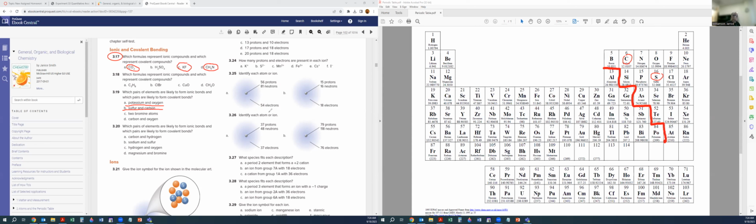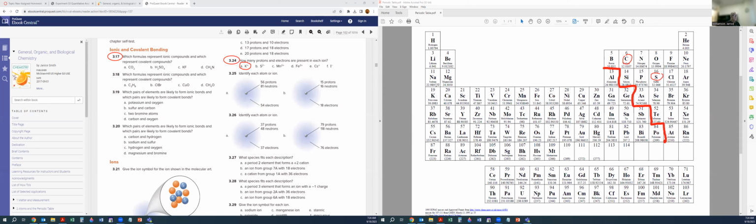All right. Now let's take a look at number 34. Let me erase some of this stuff and clean it up. Let's take a look at number, what did I say, 34? I meant 24. How many protons and electrons are present in each ion?